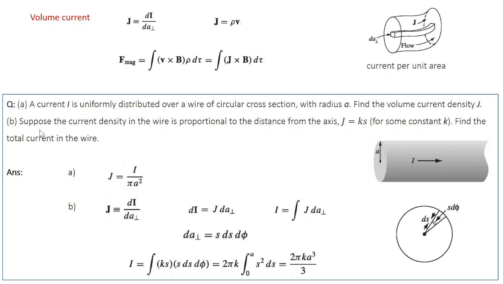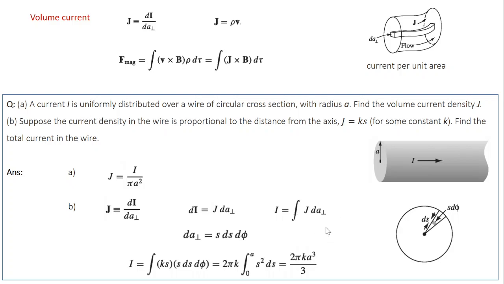Second part of the question: suppose the current density in the wire is proportional to the distance from the axis s. So J is proportional to s, or I can write, for some constant k, J equal to ks. Find the total current in the wire. Once again, going to the definition of volume current density, J equal to di divided by dA perpendicular. From this I can write di equal to J into dA perpendicular, or the total current I equal to integral J into dA perpendicular.